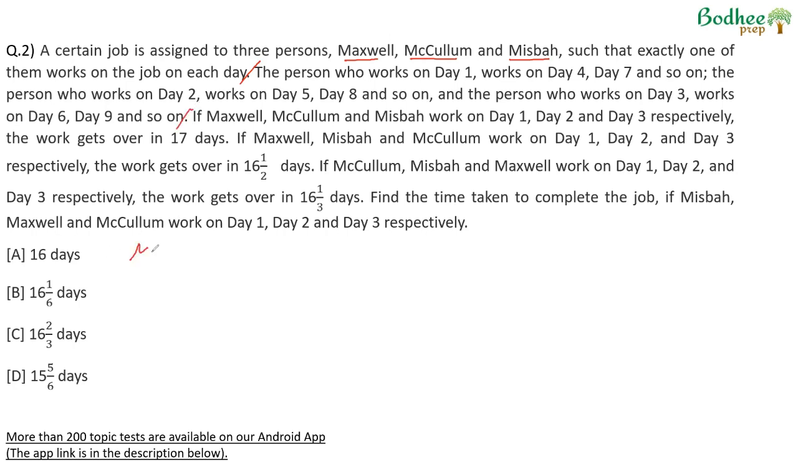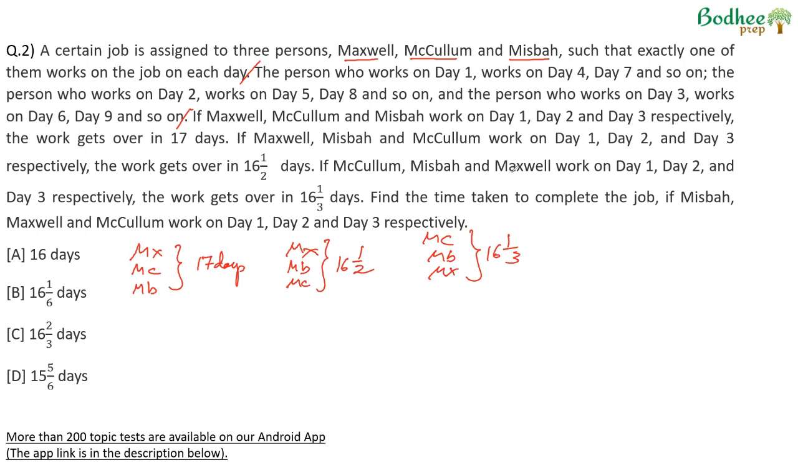If Maxwell, McCullum, and Misbah work on day 1, 2, 3, the work gets over in 17 days. If Maxwell, Misbah, and McCullum work on day 1, 2, 3, in this case it gets over in 16 1/2 days. If McCullum, Misbah, and Maxwell work on day 1, 2, 3, the work gets over in 16 1/3 days. Find the time taken.